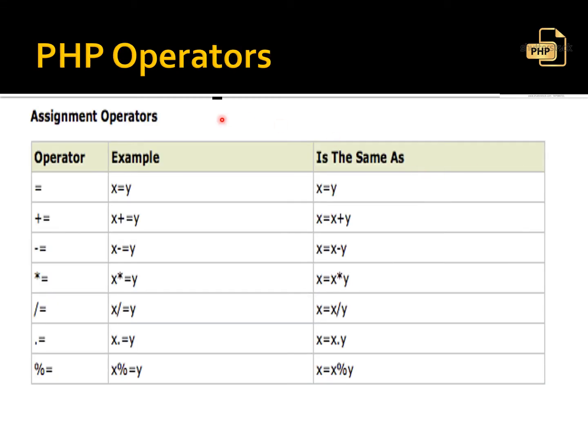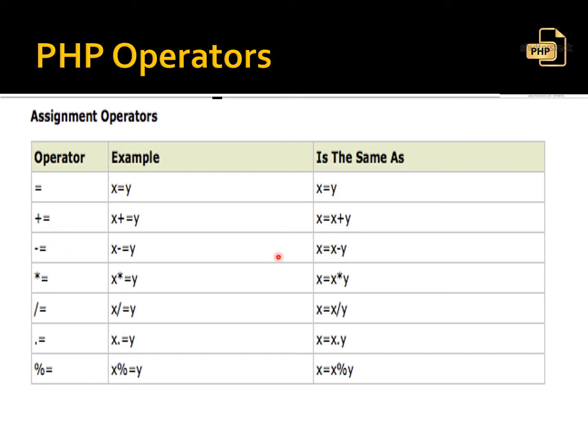Now we can see the different assignment operators in PHP. Equal to, plus equal to, minus equal to, star equal to, slash equal to, dot equal to, mod equal to. So equal to means x equal to y is the same as x is equal to y. Plus equal to means x plus equal to y is the same as x is equal to x plus y.